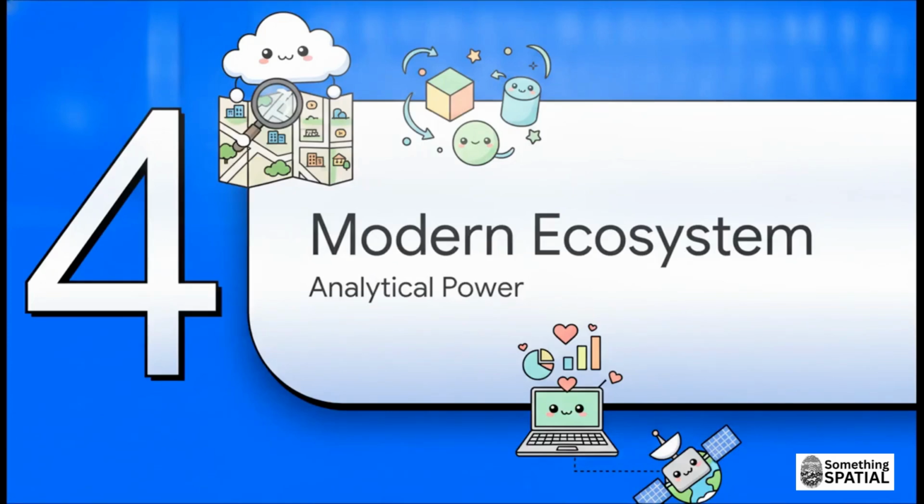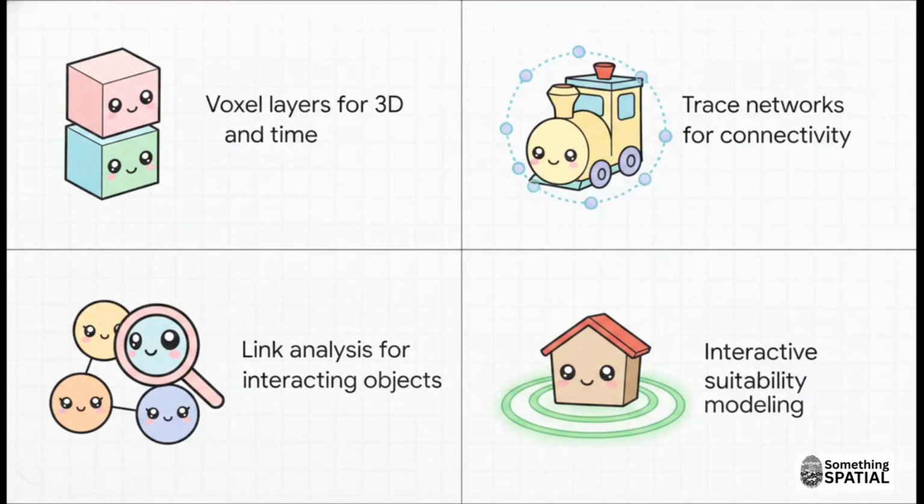Next up, Section 4, the modern software ecosystem. Fast forward to today, and let's talk about the immense analytical power sitting at your fingertips. Platforms like ArcGIS Pro represent a huge leap forward. You now have access to tools like 3D voxel layers that let you visualize really complex atmospheric or oceanic data over space and time. You can use trace networks to map out connectivity logistics across massive railroad systems. You can use link analysis to discover hidden relationship patterns between moving objects, and you can even run interactive suitability modeling to instantly find the absolute optimal locations for new projects based on competing criteria.